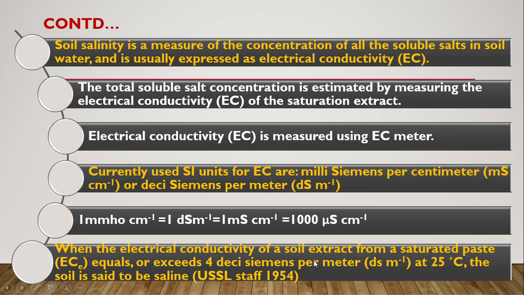And when the electrical conductivity of a soil extract from a saturated paste equals or exceeds 4 decisiemens per meter at 25 degrees Celsius, the soil is said to be saline. As per USSL, the United States Soil Salinity Laboratory, the electrical conductivity of a soil extract from a saturated paste should not exceed 4 decisiemens per meter. Then it will become saline. When it is greater than 4, it is saline. Okay, as per USSL.